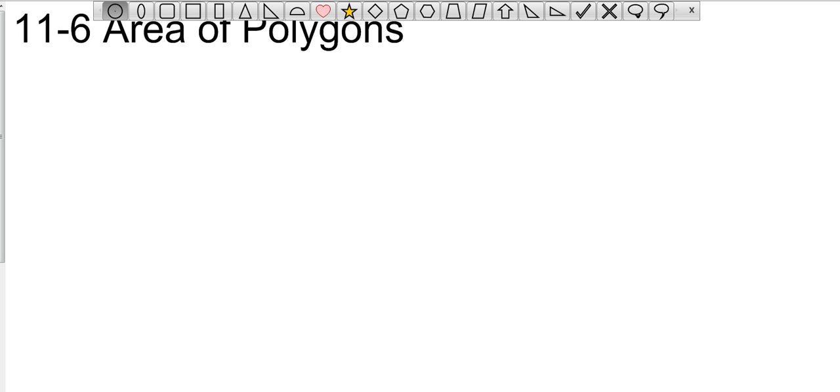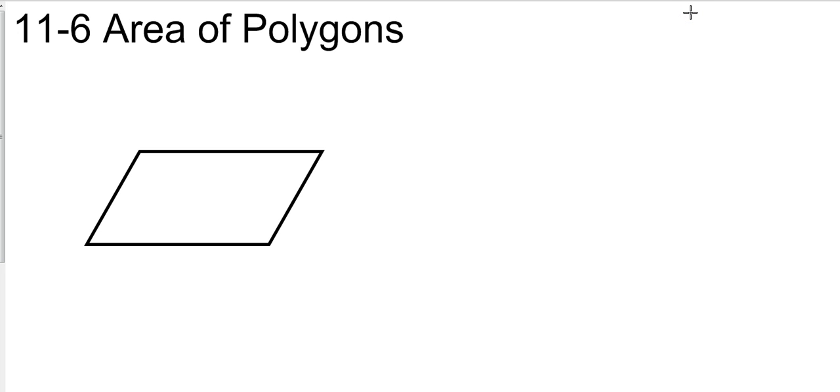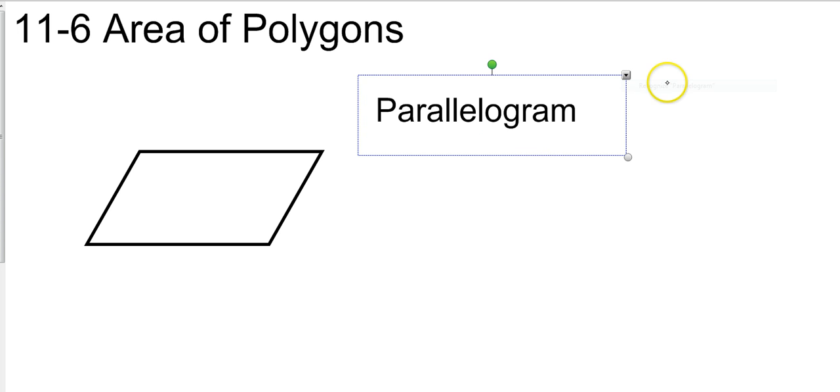So we're going to start with just a basic shape, which is a parallelogram. And a parallelogram is just a rectangle that's leaning over. And by definition, the parallelogram has opposite sides that are parallel to each other. Okay? So our first one is a parallelogram.